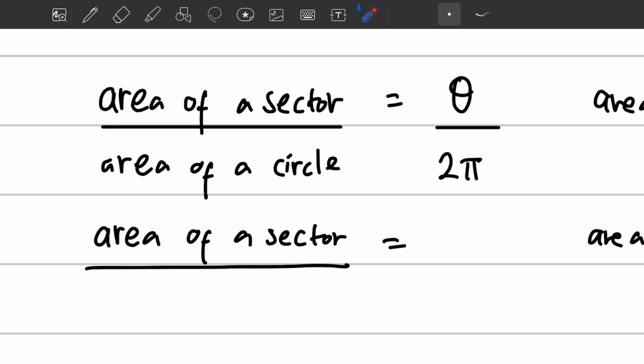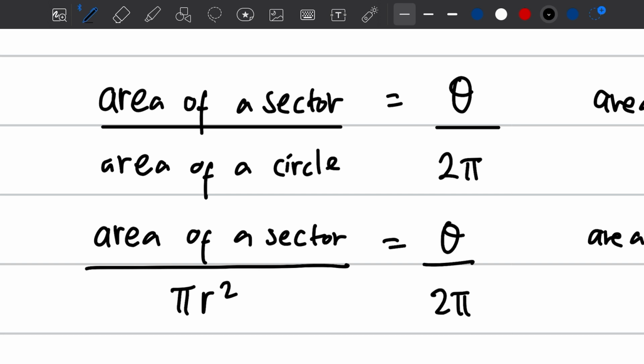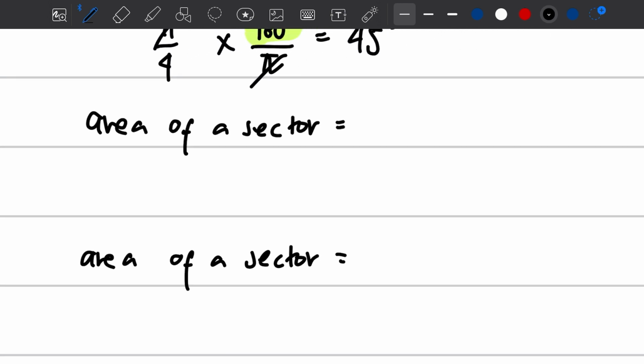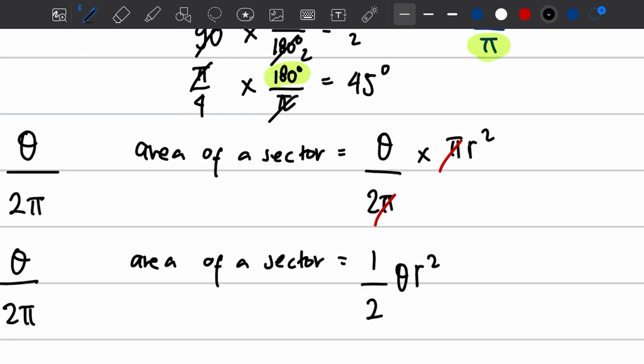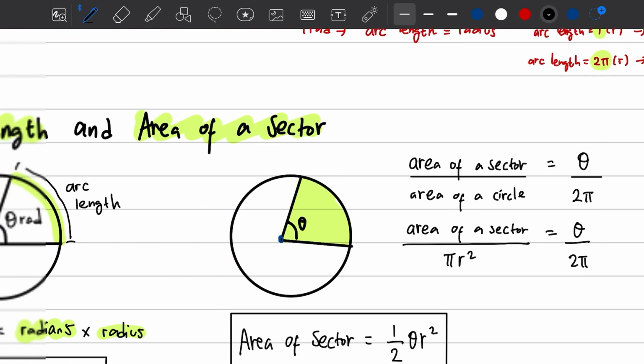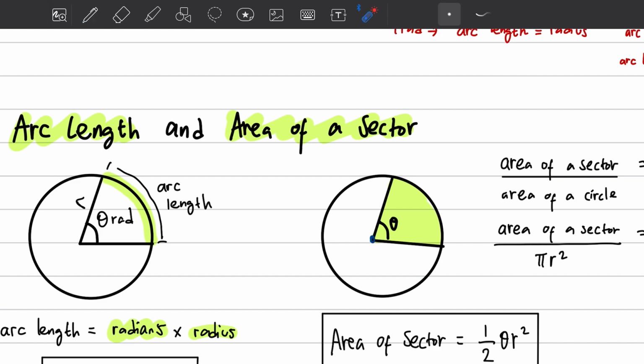Now, because we know that the area of a circle equals pi r square, right? So it equals theta over 2 pi. And then you can multiply both sides by pi r square. So we get area of a sector equals theta over 2 pi multiplied by pi r square. Now we can cancel the pi over here. So you will get the formula of the area of a sector, which is 1 over 2 theta r square. So the second formula that we will use is area of a sector equals half theta r square.